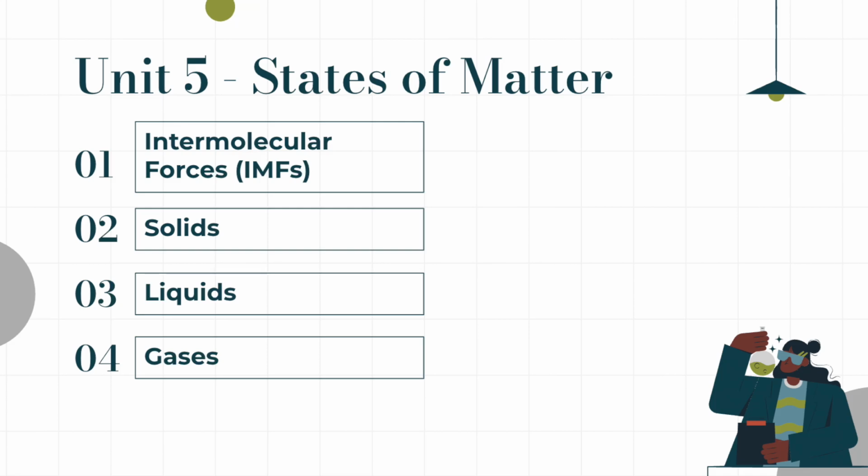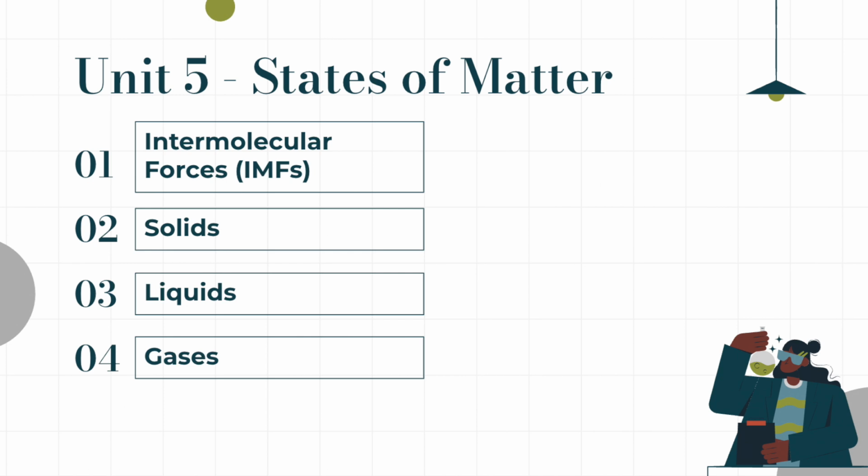Welcome to Unit 5 of the Intro to Chemistry curriculum, States of Matter. In this unit, we will explore the fascinating world of matter and its various forms. From the solid structures that shape our everyday lives to the fluid dynamics of liquids and the invisible dance of gases, we will uncover the unique properties and behaviors that define each state.